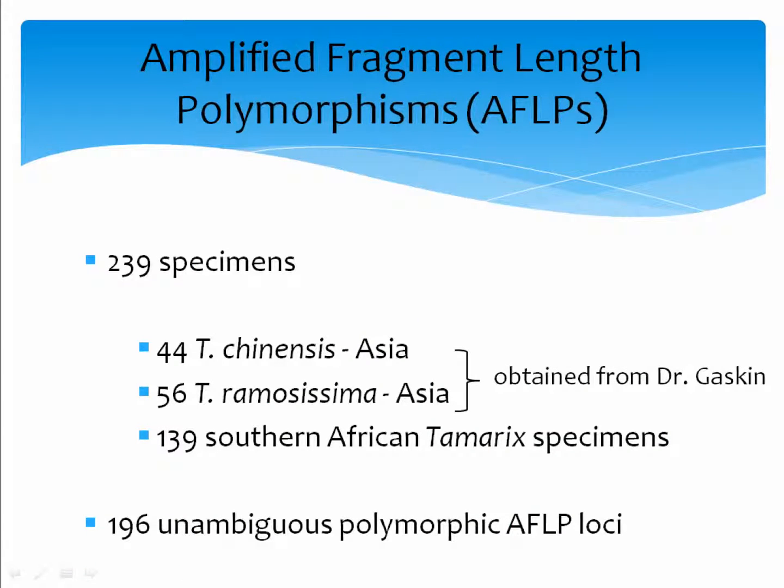And the AFLP fingerprinting resulted in 196 polymorphic loci, which is quite a significant number, and we're quite happy because the more polymorphic loci that you generate, the more information you're going to get through the AFLP fingerprinting.